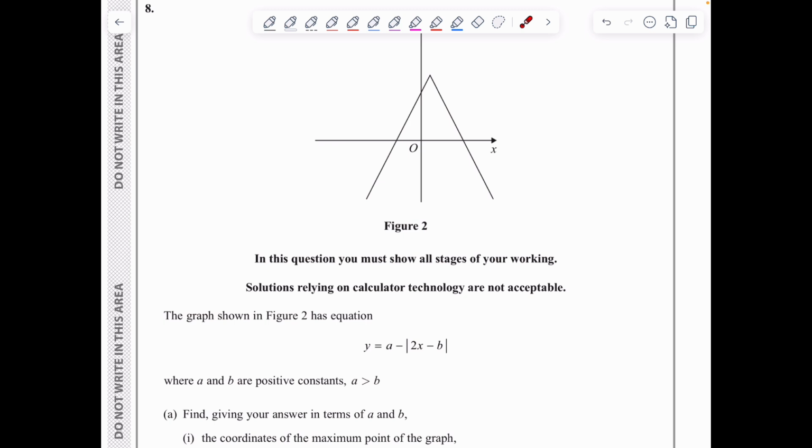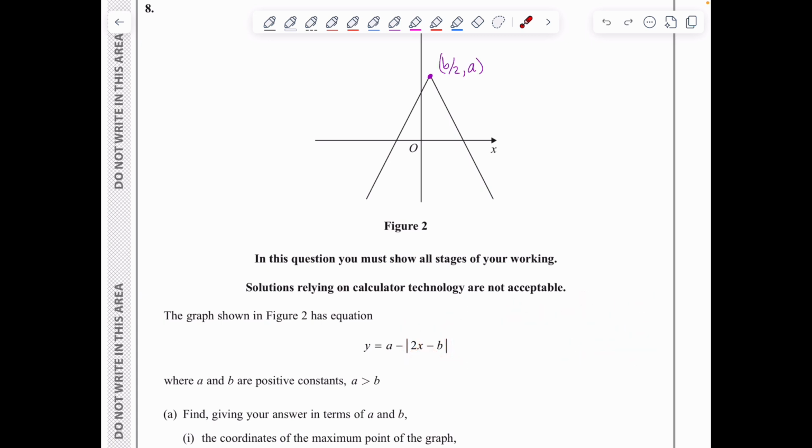So the first thing we need to do here is recall that the maximum, the vertex of this graph, is found when the expression within the modulus sign vanishes, when it becomes 0. So 2x - b = 0 means that x is b/2. And if this is 0, then y is obviously a. So the vertex has coordinates (b/2, a).